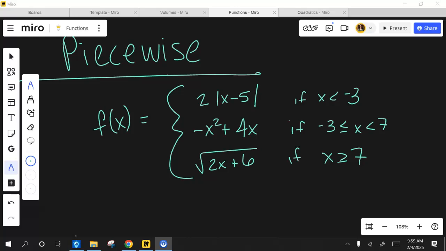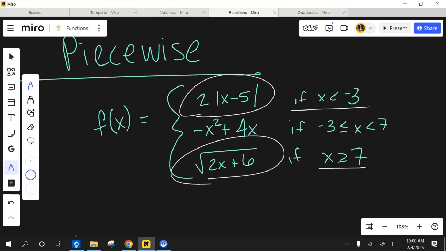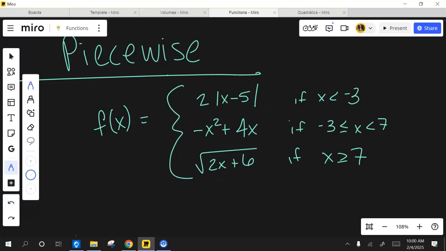Understand what this is saying. When x is smaller than -3, this is my equation. When x is between -3 and 7, this is my equation. And when x is bigger than 7, this is my equation. Okay? All right, let's see if I can help you make it make sense.